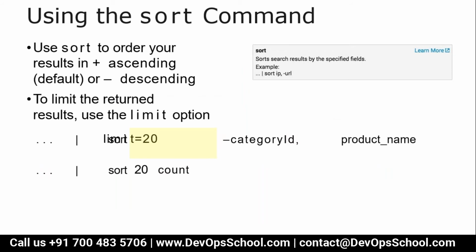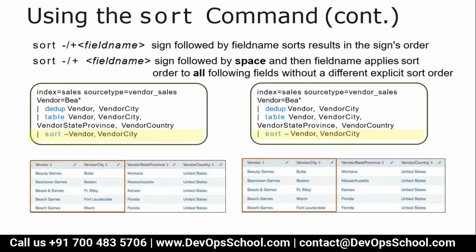Now there is one more command which you can use for sorting. Sorting you can use to sort the results. Sort by some table, some field, or sort by some specifications like counts or something like that. So here you see, there is a difference in sort. Look at it very carefully here. Sort and then plus or minus and the field name without a space. So that means the sign followed by the field name: sort results in the sign order.